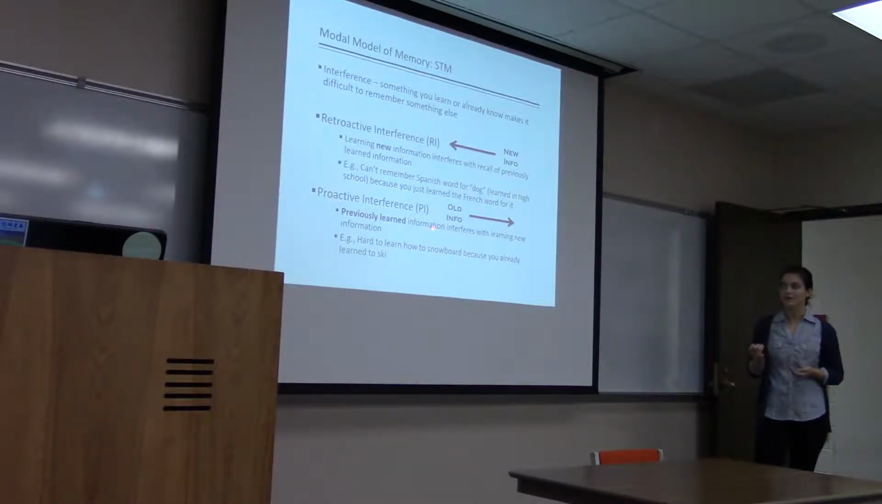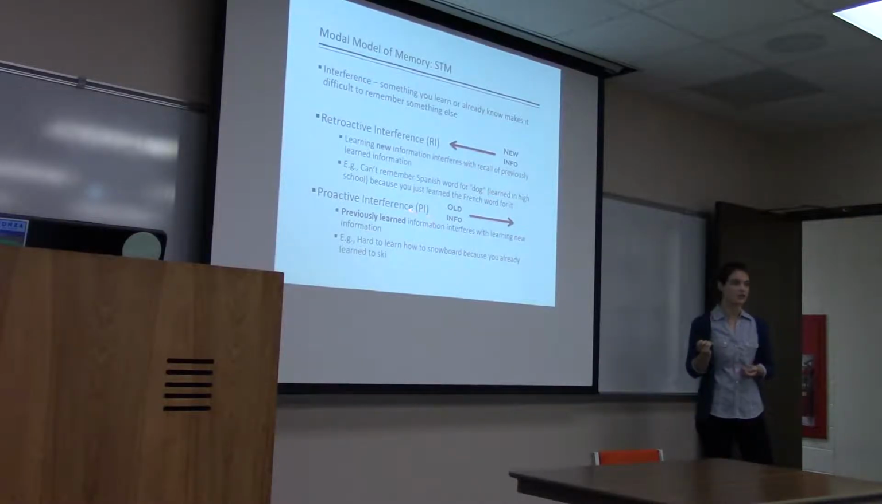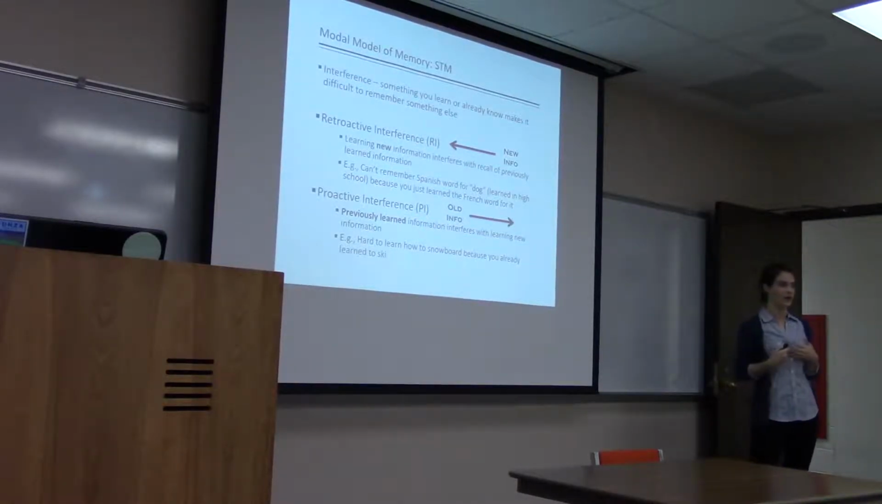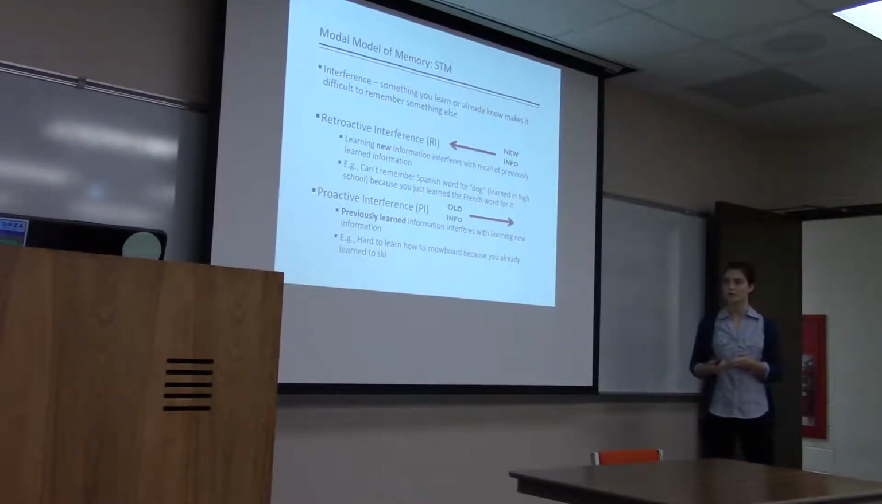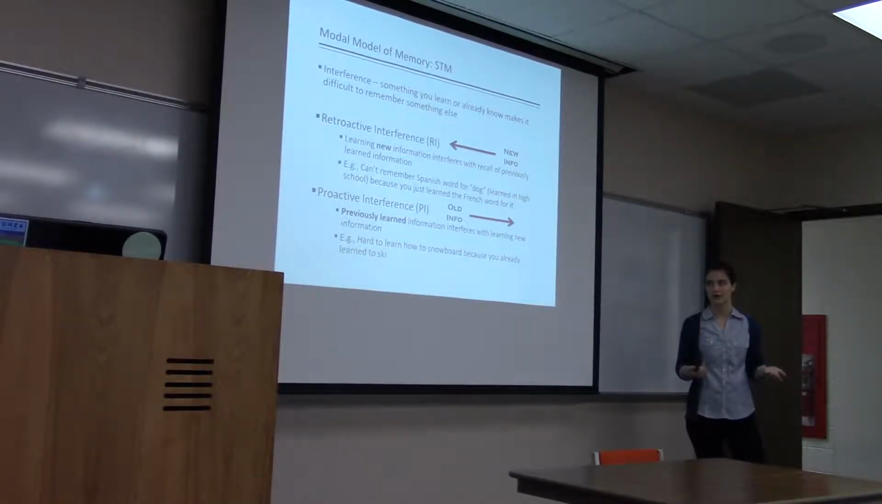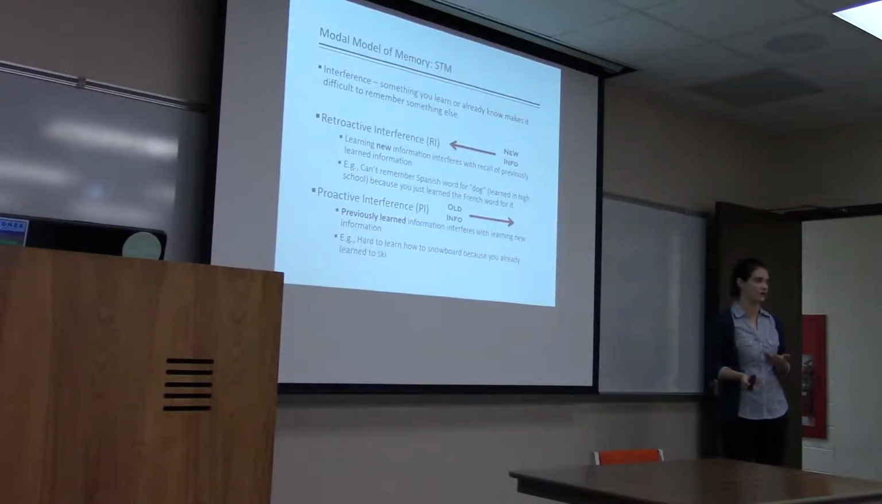And then proactive interference is when old information interferes with new information. So your previously learned information interferes with the learning of new information. An example of that is, say you already learned how to ski and you're trying to learn how to snowboard. It's more difficult to learn how to snowboard because you previously learned how to ski.